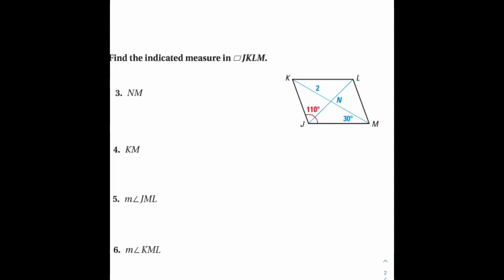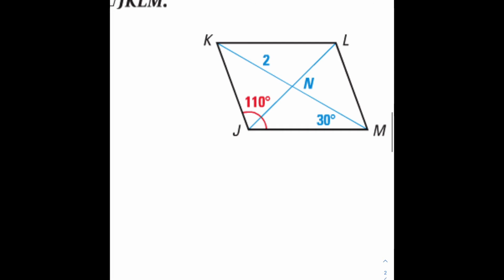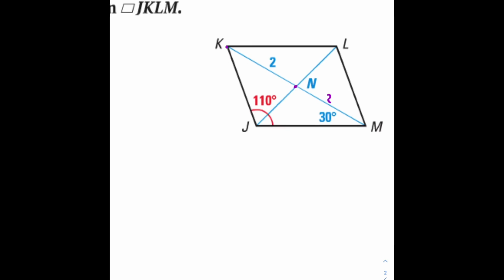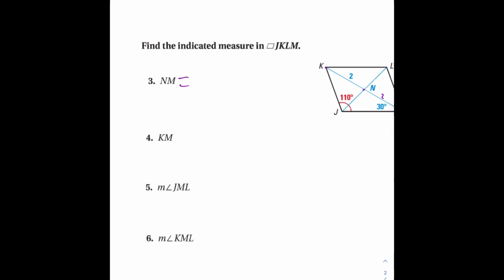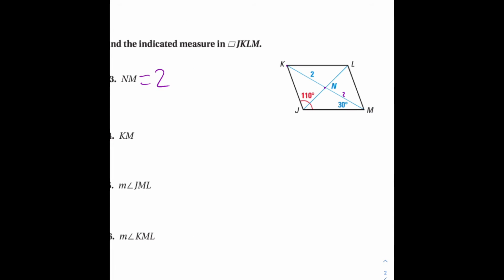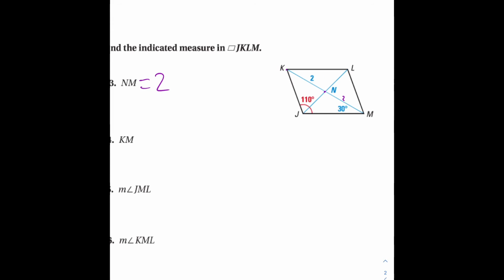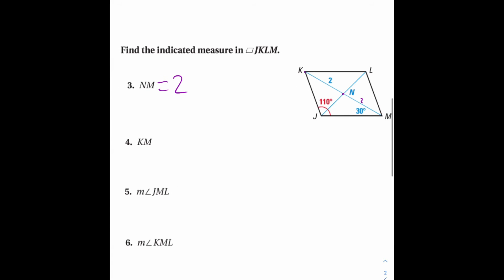Find the properties indicated, measure in parallelogram JKLM. So NM, all right. If these are diagonals and they're the midpoint, that means that from K to N, it's 2. Well, that also means from N to M, it's going to equal 2 as well, because point N is cutting it in half. So if I wanted to find KM, well, I'd have to do little segment plus little segment equals big segment, which would give me 4.